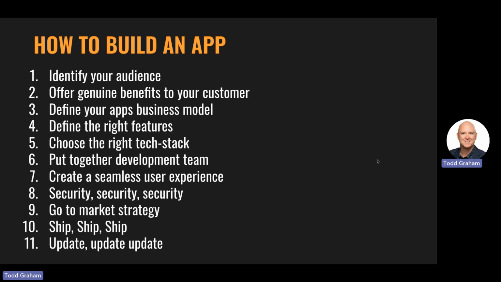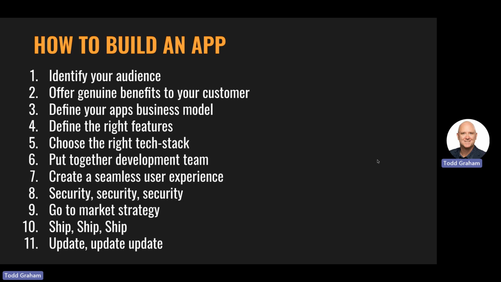And then you're going to have to define the features of your application. What is it going to do? What buttons are going to be there? What images are going to be there? What's it going to look like? What's it going to feel like? So this competition actually applies the first four of these: identifying the audience, looking for the benefit, defining your business model, and then looking at your features.